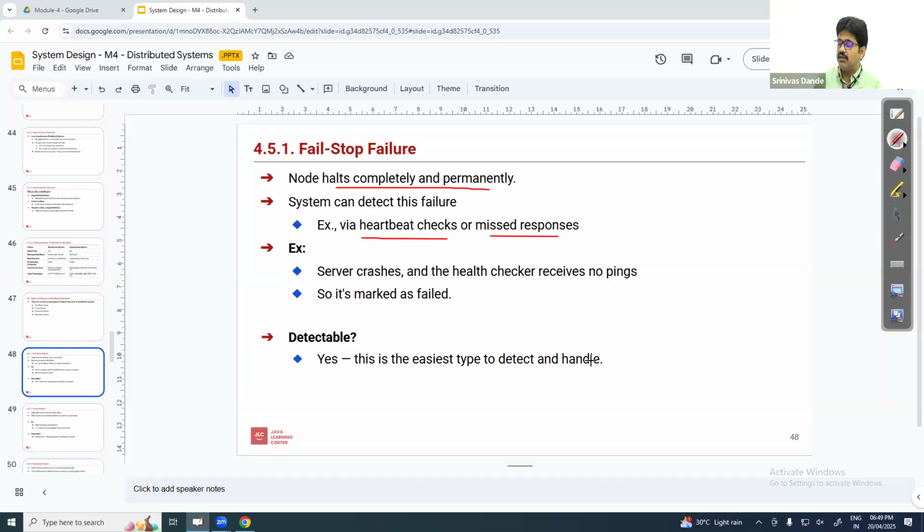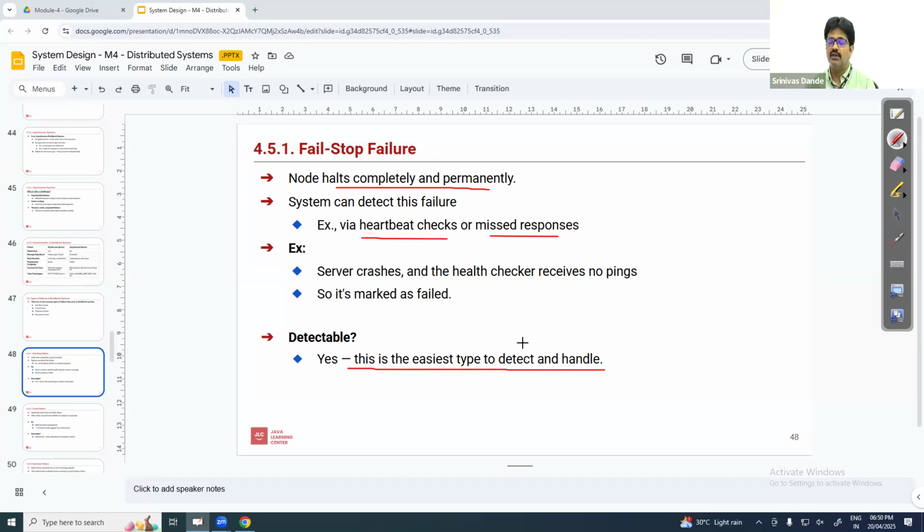In a pool of servers, if a particular server is not responding to heartbeat messages, we can identify that it is not running and mark it as failed. Alternatively, we can initiate another server to handle the requests. So it is detectable and can be handled. This is the easiest type to detect and handle.